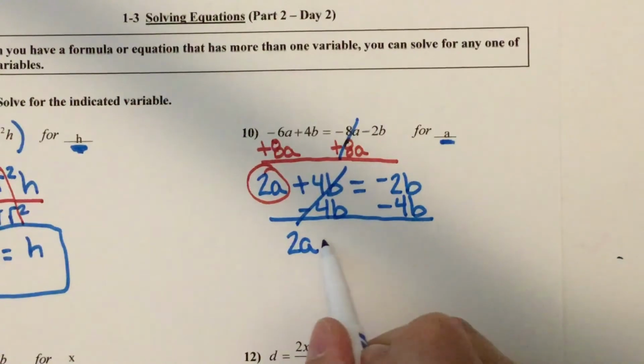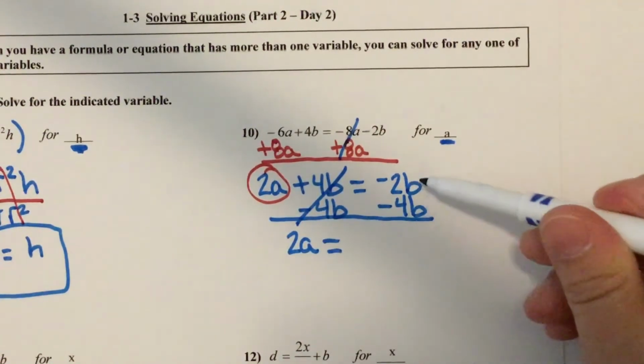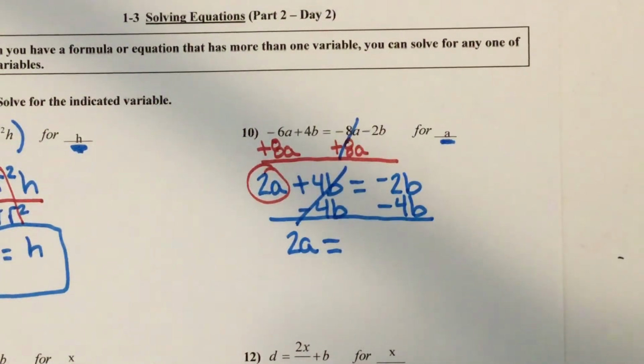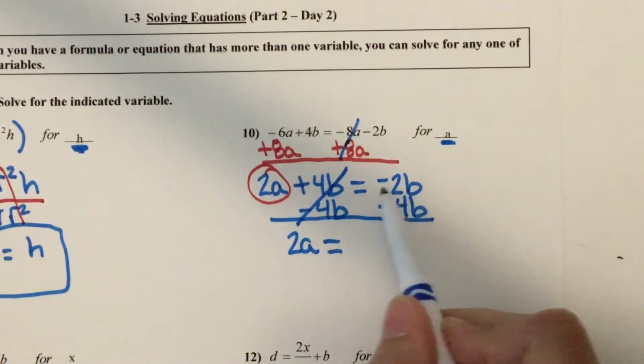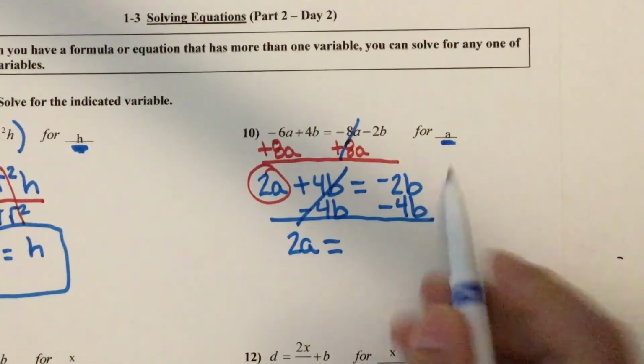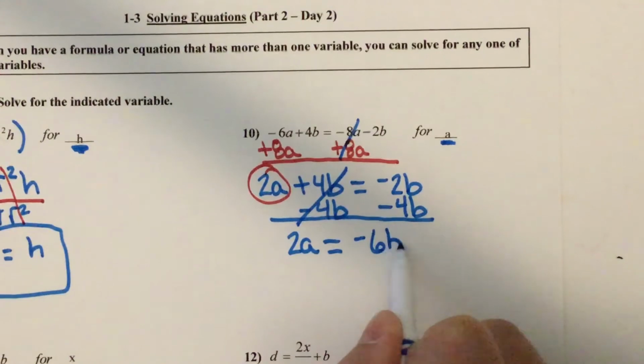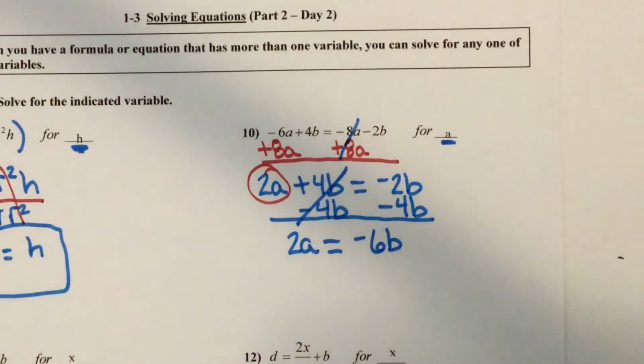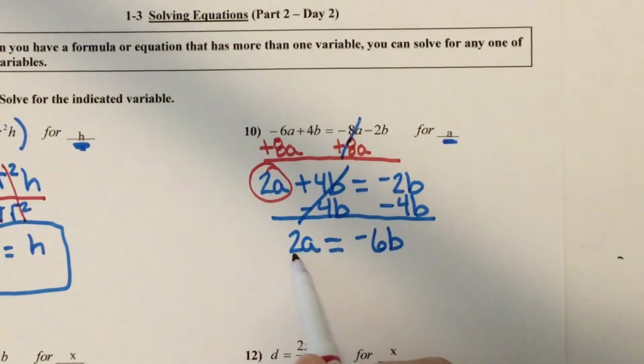My equals comes down. Now can I combine those? I can. They're both b's. So negative 2b minus 4b makes a negative 6b. Okay, and then to get a by itself, how do you think you'll get rid of the 2?